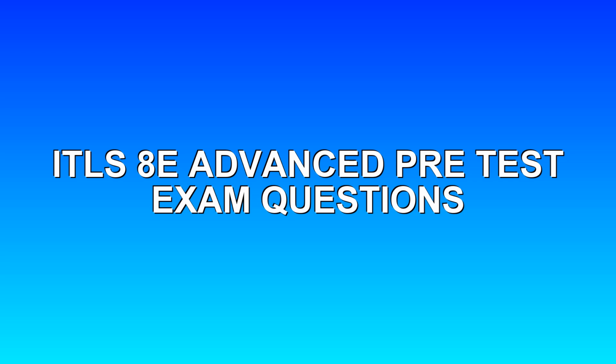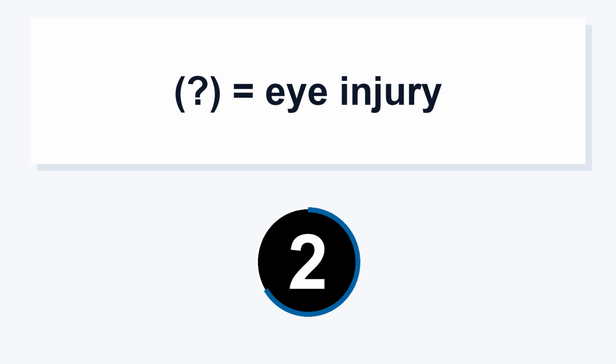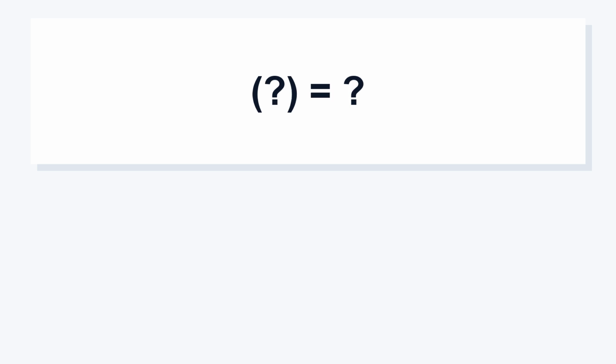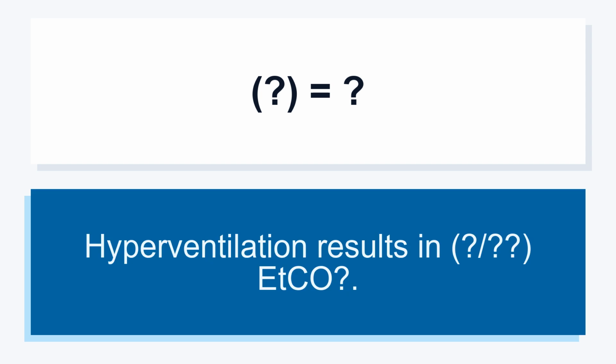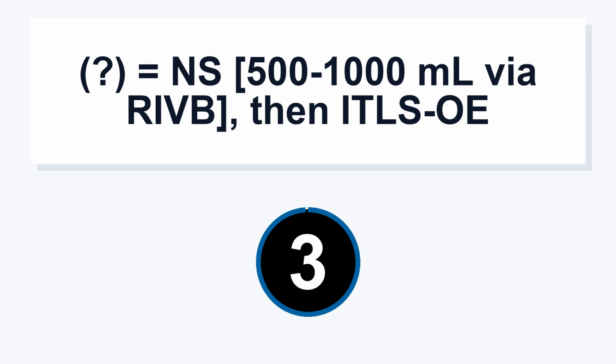ITLS 80 Advanced Pre-Test Exam Questions equals eye injury. Suspect, in an alert head injury patient, equals. Hyperventilation results in, equals NS 500 to 1000 ml via IV, then ITLS.